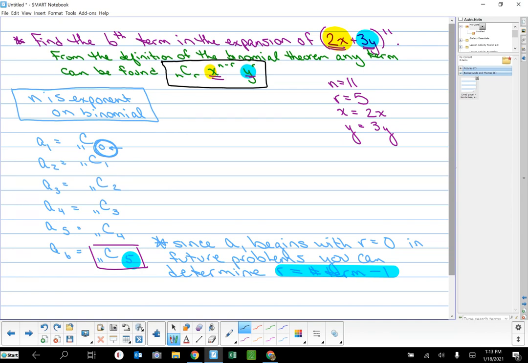And then let's go from there. So we've got 11C5. That's going to be something we're going to throw into Desmos. And then our x is quite literally 2x over here. And then n minus r, 11 minus 5. And then our y is 3y, and that's raised to the r, which is to the 5th.